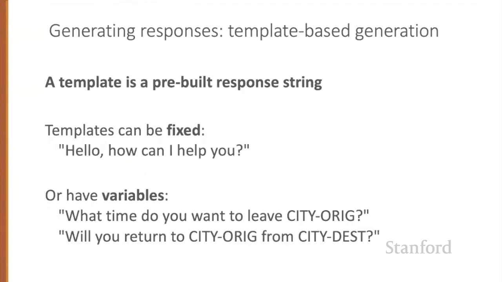For generating responses, frame-based systems tend to use template-based generation, in which all or most of the words in the sentence to be uttered to the user are pre-specified by the dialogue designer. Sentences created by these templates are sometimes called prompts. Templates might be completely fixed, like, hello, how can I help you? Or can include some variables that are filled in by the generator, like, what time do you want to leave, city of origin? Or will you return to city of origin from city of destination?